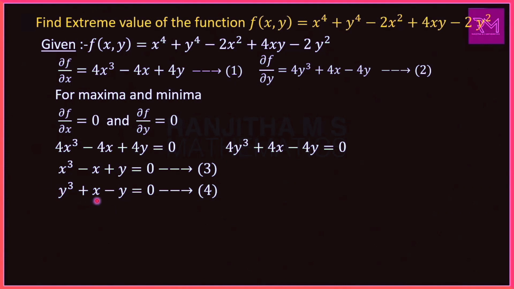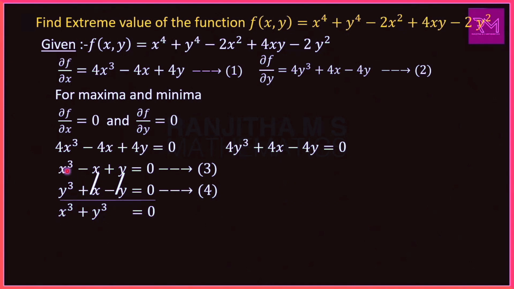Here in previous problems we can easily get the value of x and y directly, but in this equation it contains both x and y term. So to evaluate these two equations we can do this procedure. Here equation 3 is x cube minus x plus y is equal to 0. Equation 4 is y cube plus x minus y is equal to 0. Here we have minus x, here we have plus x, here we have plus y and minus y. Hence to cancel this term, you can add these two terms. We get the first term as x cube plus y cube. Here minus x plus x gets cancelled, here plus y minus y gets cancelled. The remaining value is x cube plus y cube is equal to 0.